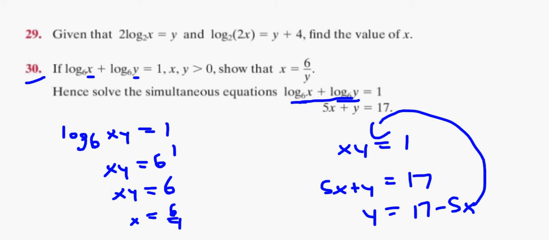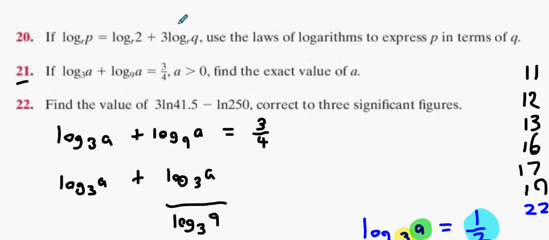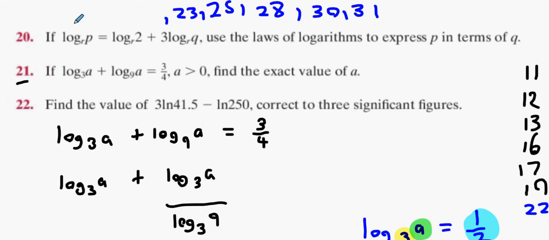Alright, you guys are going to do 23, 25, 28. You're going to do 30. You're going to try 31. You're also going to do 18, 20, and 21. Thanks.